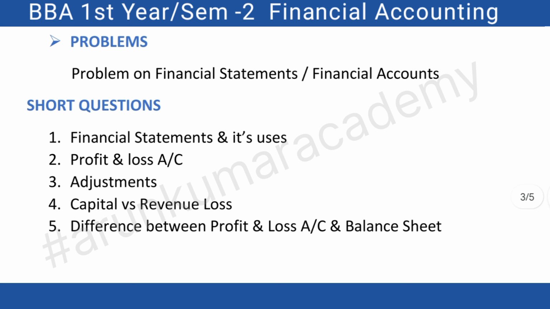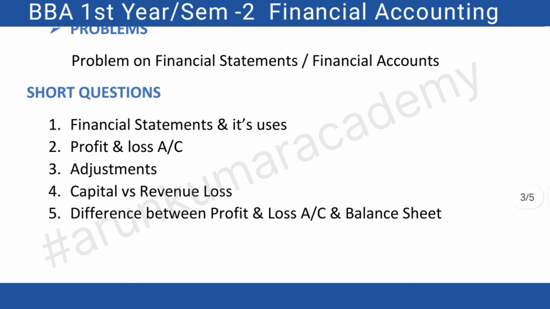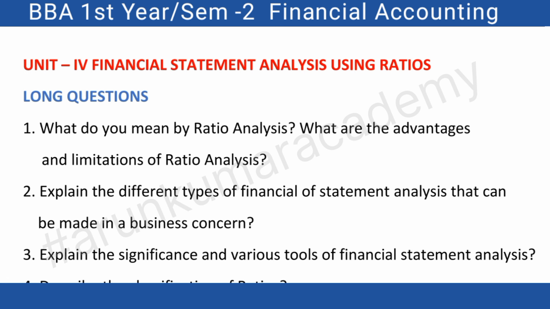So these are the important short questions, like financial statements and its uses, profit and loss account, adjustments, capital versus revenue loss, difference between profit and loss account and balance sheet. Coming to unit 4, that is financial statement analysis using ratios, we can expect one problem and one theory question. So now we'll discuss the important theory questions.